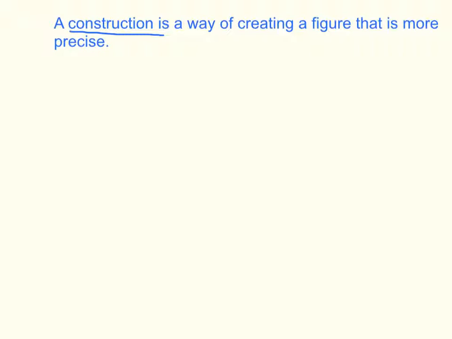The next vocab word is going to be a construction. A construction is a way of creating a figure that is more precise. Now, one way to make a geometric construction is to use tools such as a compass or a straight edge.